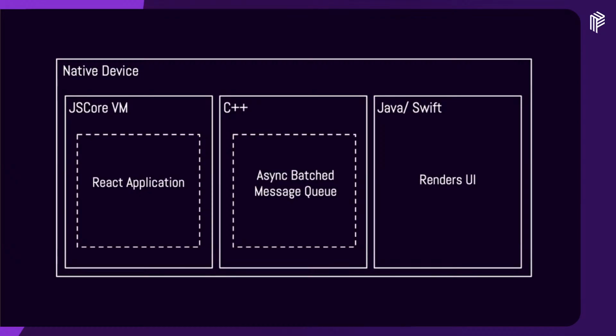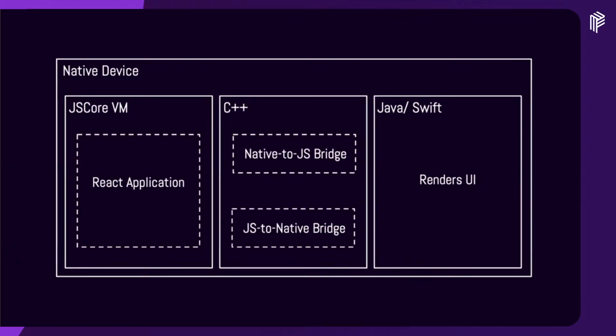So this means it's all asynchronous. Once your React application sends a message across, that's it, it's gone into the ether, and it expects that your native project is going to pick that up and respond by rendering it. And in practice, it's split up into two sections, possibly an implementation detail. You've got the native to JS bridge and the JS to native bridge.